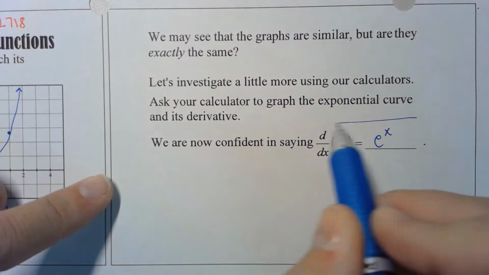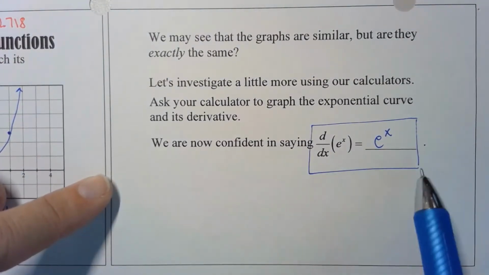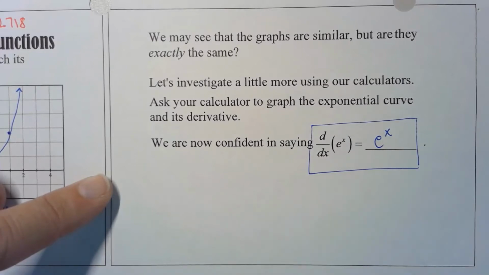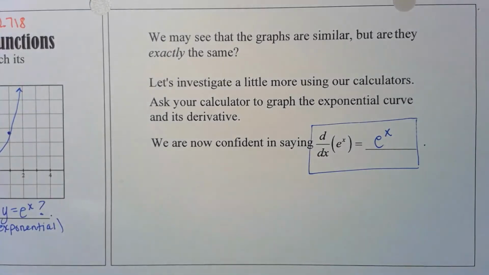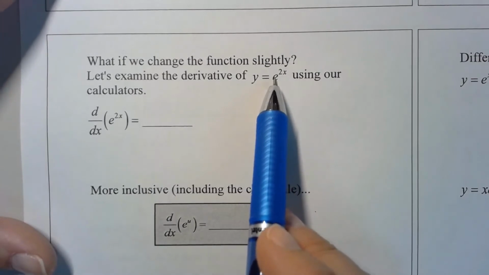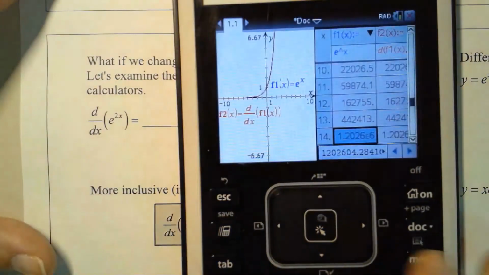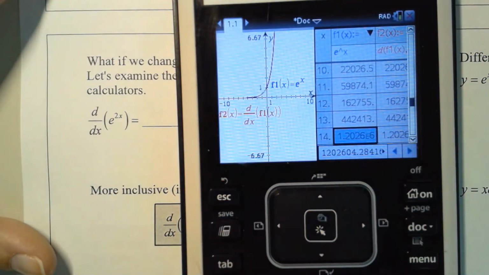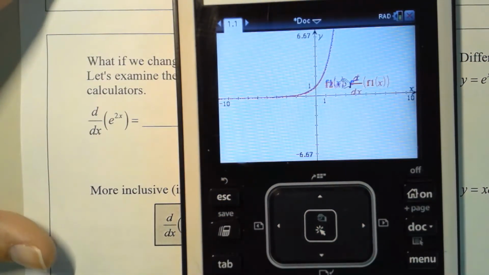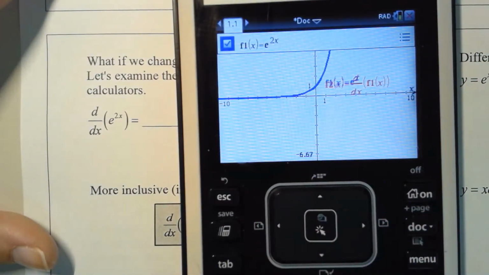That's a big deal. Well, that's the easiest one to remember. The derivative of e to the x is just e to the x. Okay? We'll write it down more formally here in just a minute. What if, though, it's not the parent graph? What if it's e to the 2x? Well, let's look at the same thing. So I'm going to get rid of my table, and I'm going to go change that first function. What if it's e to the 2x?